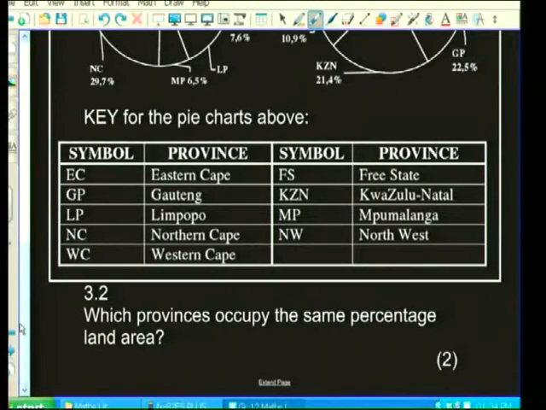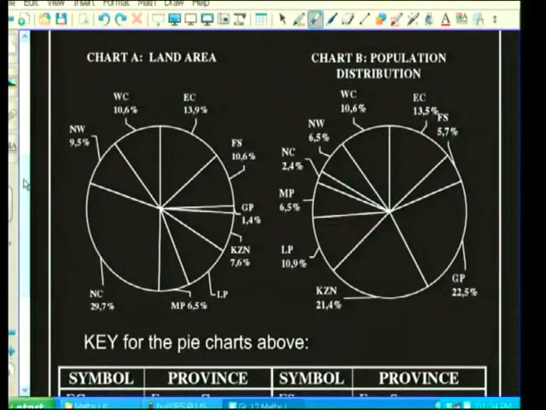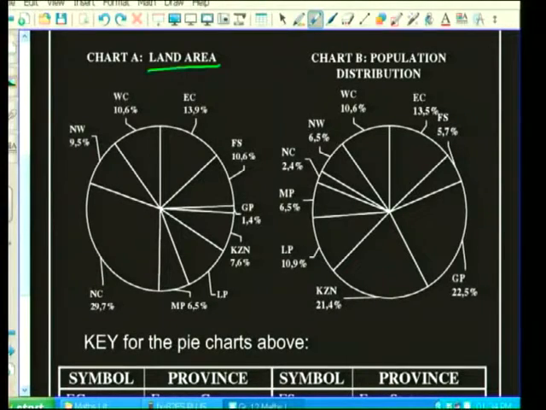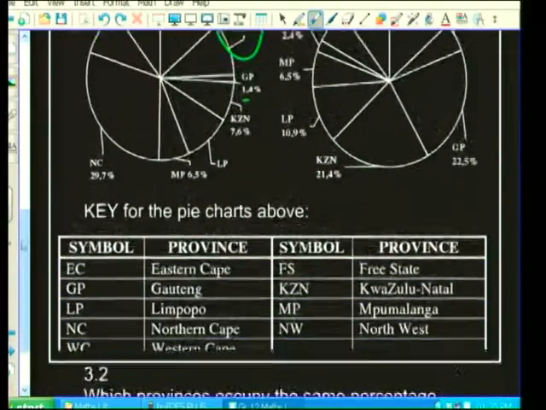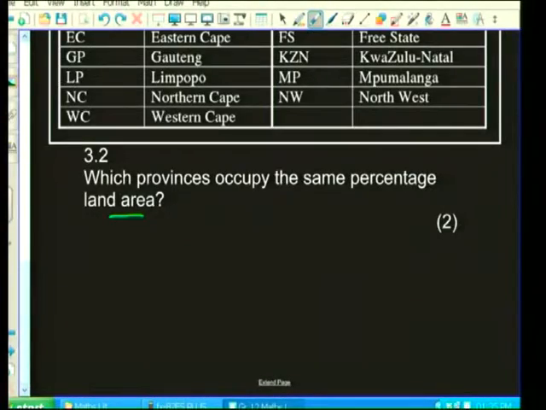The next question: which province occupies the same percentage land area? So we need to go back to just our land area. We're looking at the same percentage, so anything that's got the same numbers. Looking through, normally you would find these in order, from smallest to biggest, though not always. In fact, here we don't have smallest to biggest. But we've got the Western Cape is 10.6 and the Free State is 10.6. So they've got the same percentage. It was the Western Cape and the Free State.